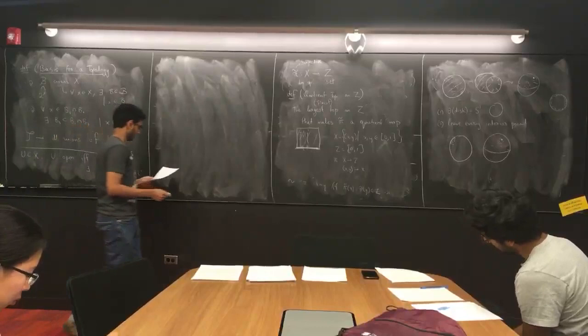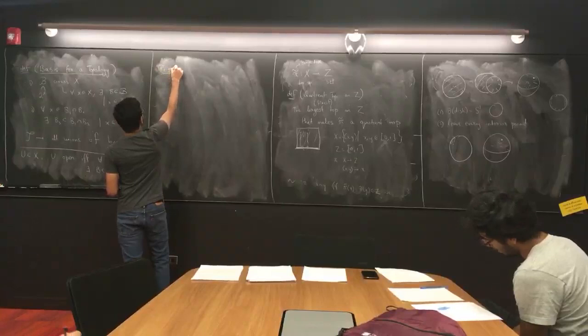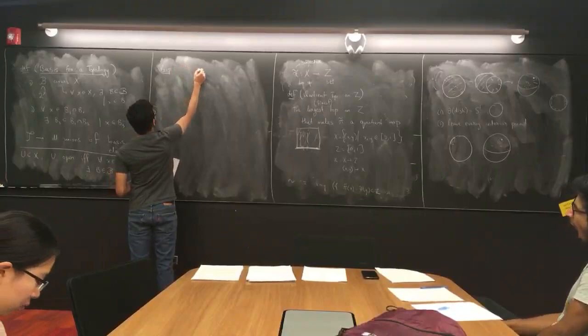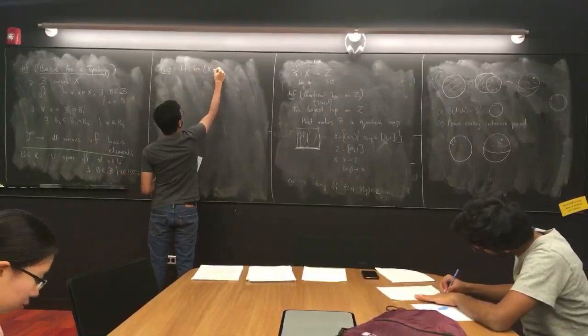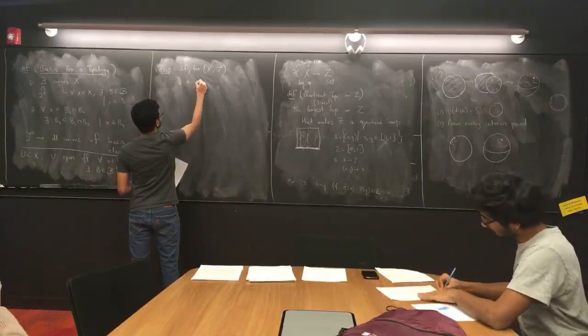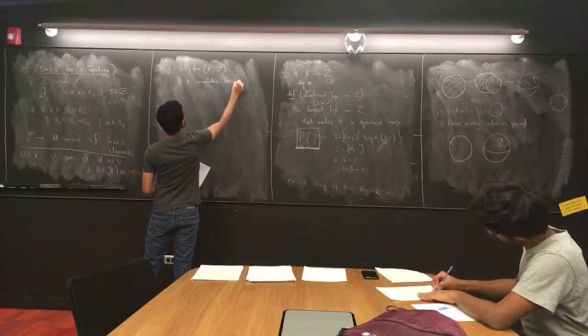Should we have any propositions? For a topological space (X, T), if there exists a countable basis, then X is separable.